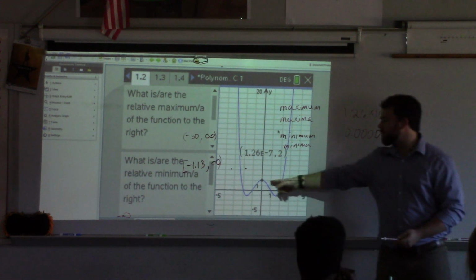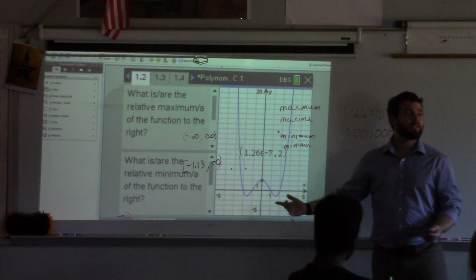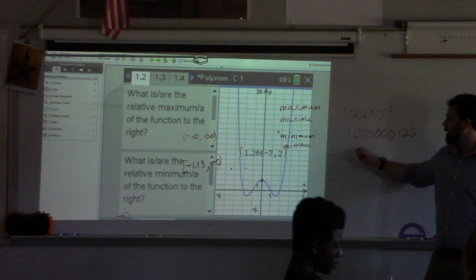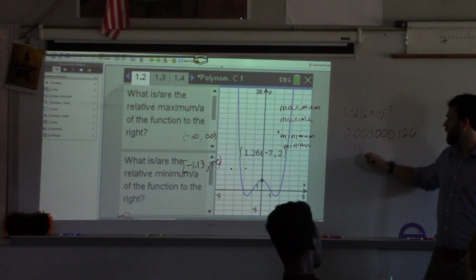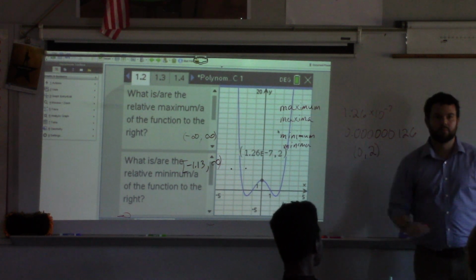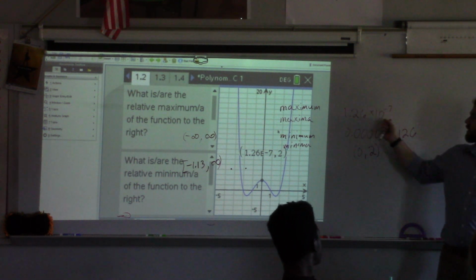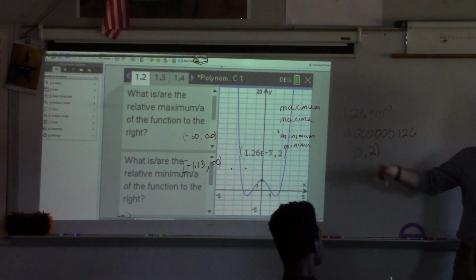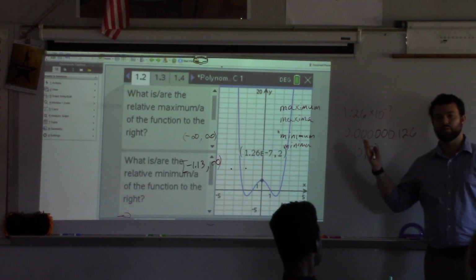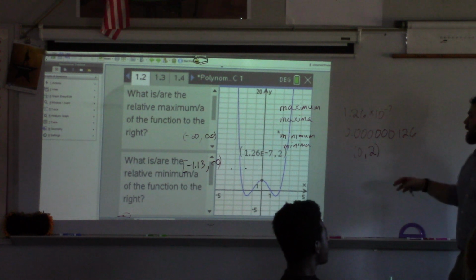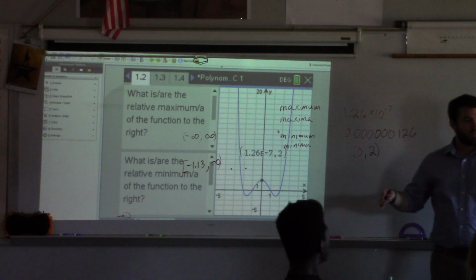And what is that x value supposed to be? 0. That's just calculator rounding errors. That's the point, 0, comma 2. That's your maximum. It's scientific notation. The calculator doesn't do the times 10 to a power, it just does the e. Why? I have no idea. It's probably some computer programming thing someone did forever ago.